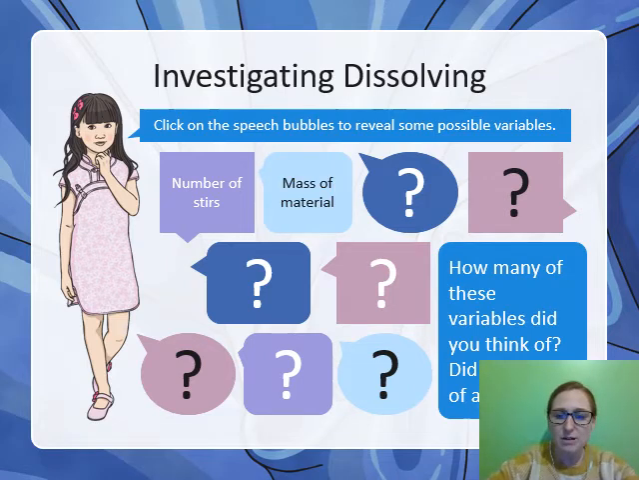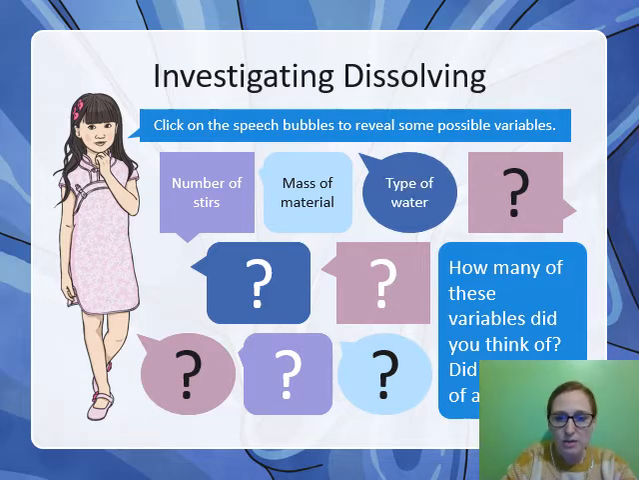The mass of material. So the mass of material is how much. If you put in 1 small spoon into 1 cup compared to 5 large spoons into the other cup, does it make a difference? Will it all dissolve in exactly the same way at the same speed? It's an observation you could make.